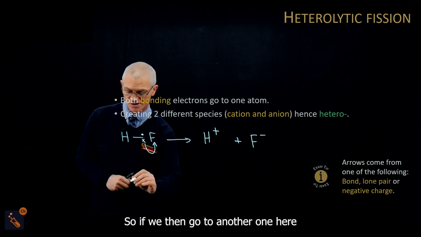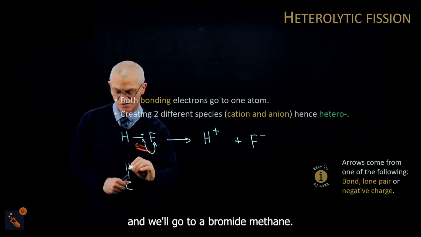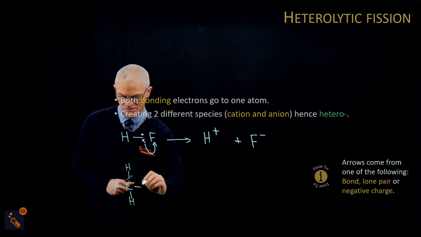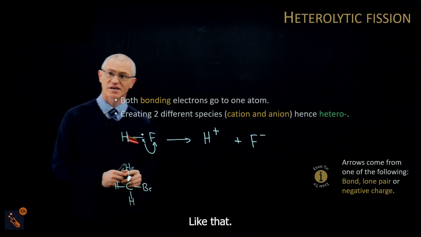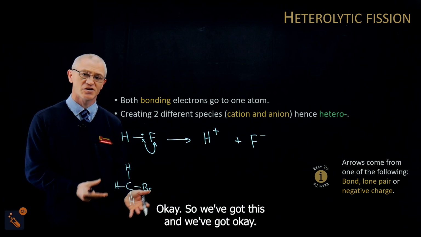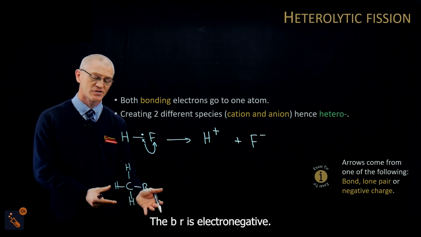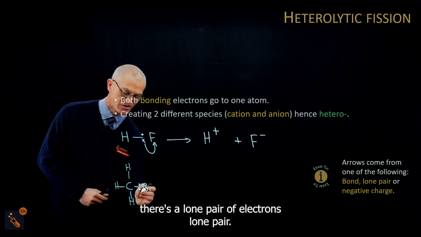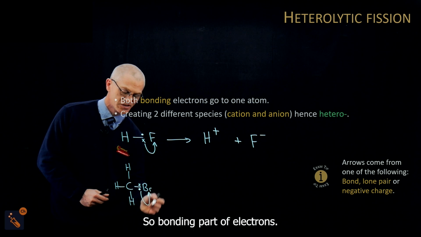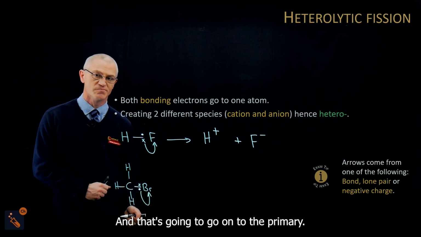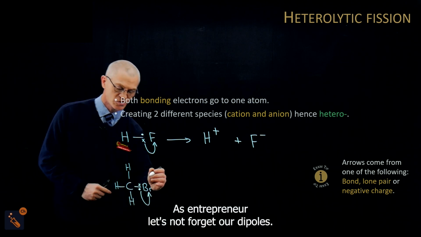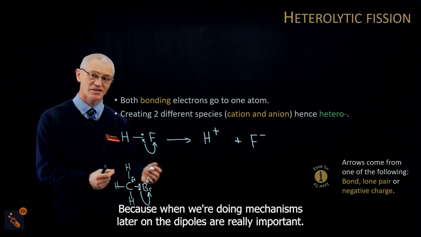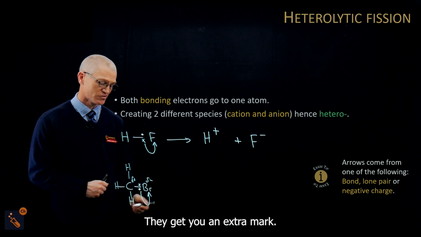So if we then go to another one here, and we'll go to a bromomethane, like that. Okay, so we've got this, and the Br is electronegative again. There's our lone pair of electrons, bonding pair of electrons, and that's going to go onto the bromine. Let's not forget our dipoles, because when we're doing mechanisms later on, the dipoles are really important. They get you an extra mark.